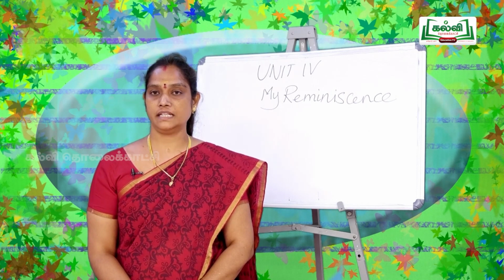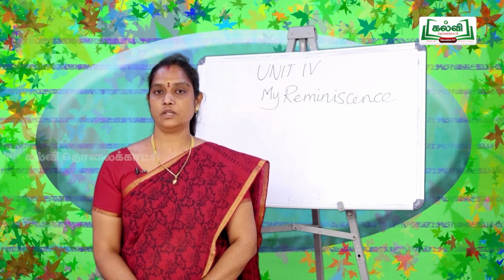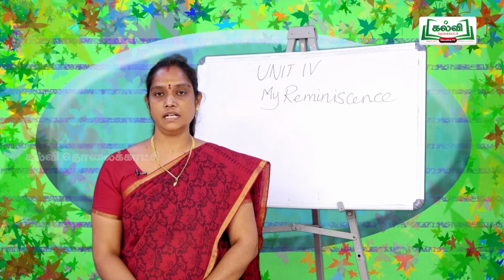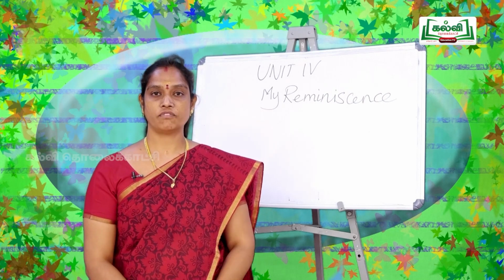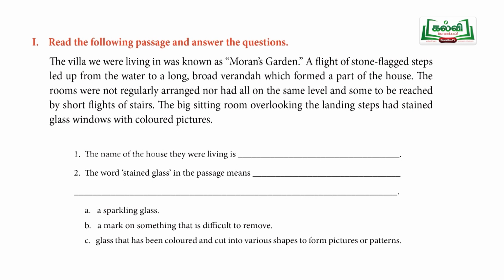What's the meaning of stained glass? Stained glass windows means the window glasses are painted with pictures. That's called stained glass. So, now let us see worksheet 8. First question, you have to read the passage and answer the question. The passage is how he has explained the villa. Now, the first question is the name of the house where they lived. What's the name? Moran's Garden.